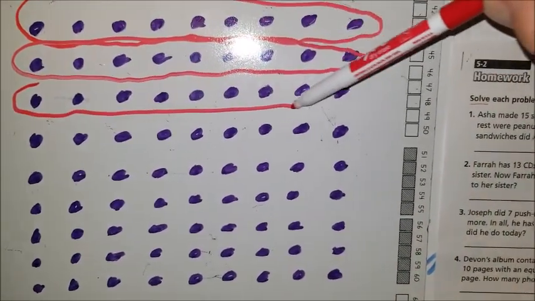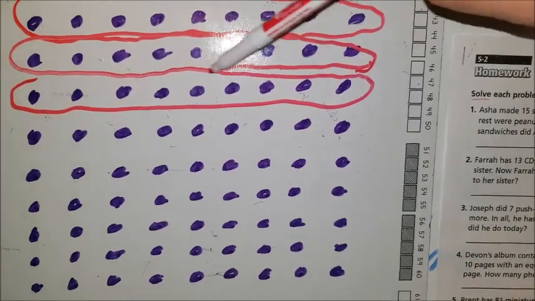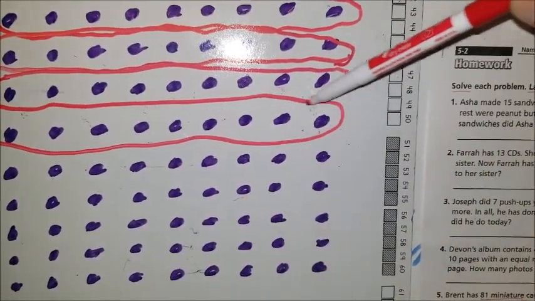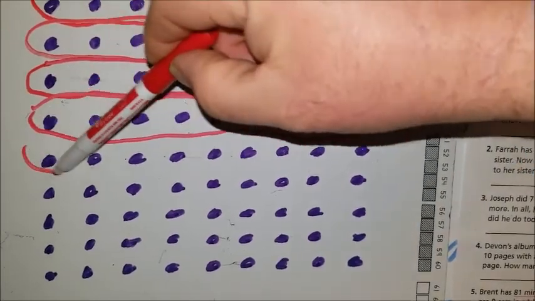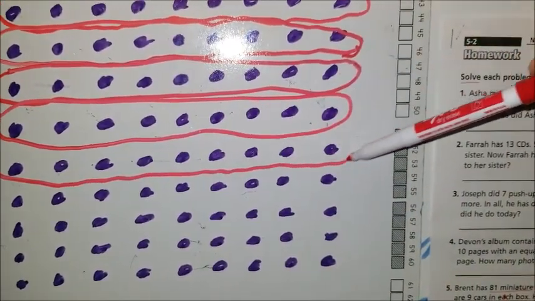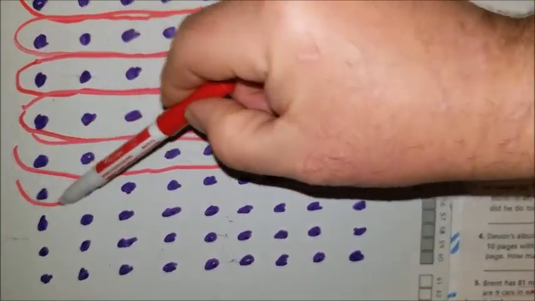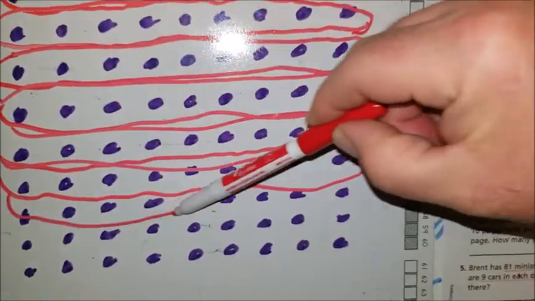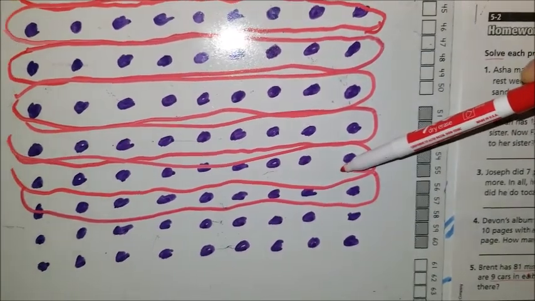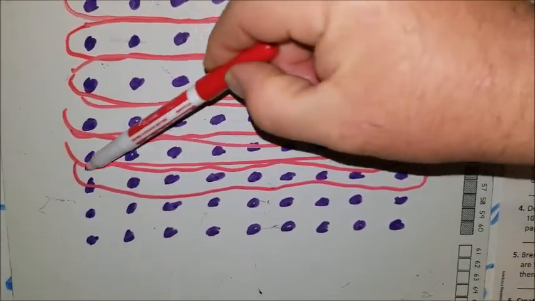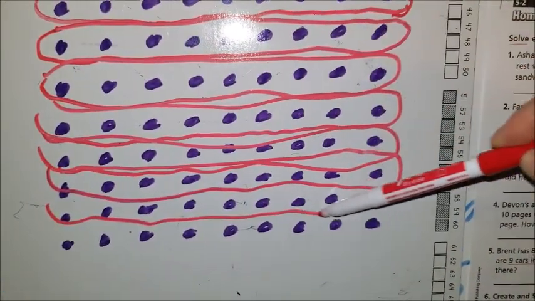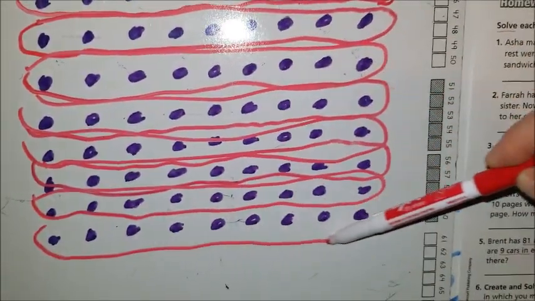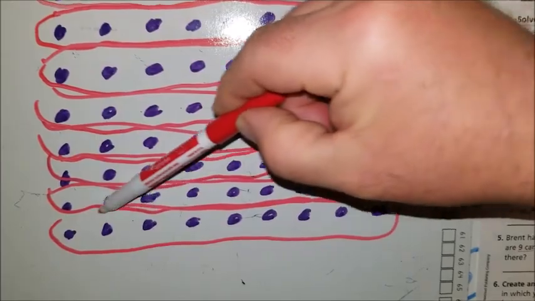Let's just make another one. That's 3 boxes. 4 boxes here. Wow. 5 boxes. 6 boxes. 7 boxes. 8 boxes. And then 9 boxes.